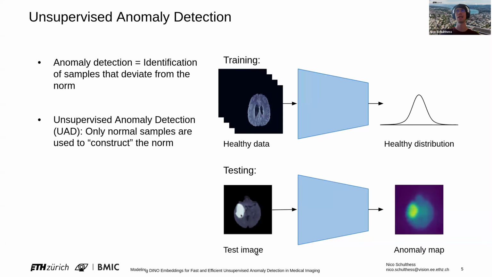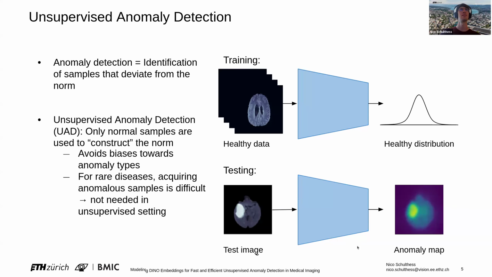For example, here we would like to highlight this tumor in the brain. Using the unsupervised setting also has two more benefits, because first of all, it avoids biases towards certain types of anomalies. So the model is not biased to detect certain diseases, and especially for rare diseases, acquiring labeled samples is usually difficult because they occur very rarely. And this is not needed in the unsupervised setting where we only learn from healthy data.